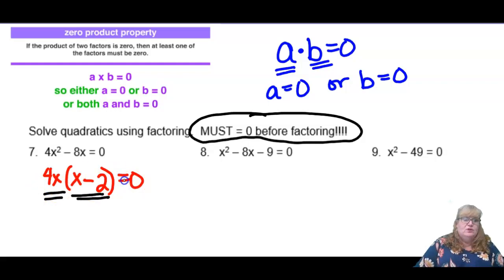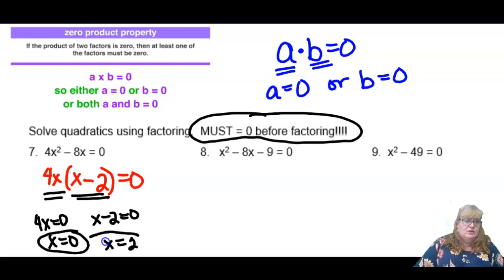You could say 4 equals 0. Well, it doesn't, so you'd have to throw that one away. Or you could just say 4x equals 0, divide by 4, and you still get 0. 4 is not a solution, okay, guys? If you put a 4 back in here, you do not get 0. If we set this one equal to 0, add 2 to both sides, and we get x equals 2.